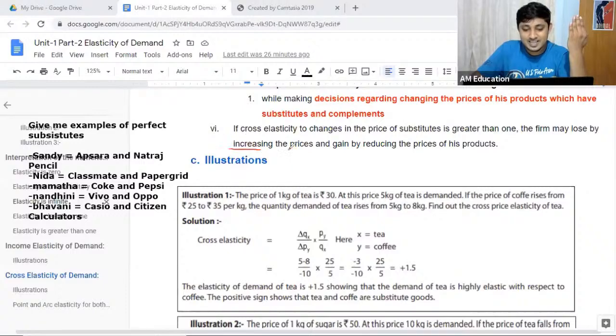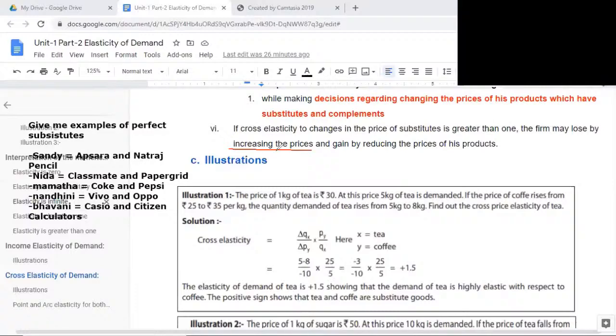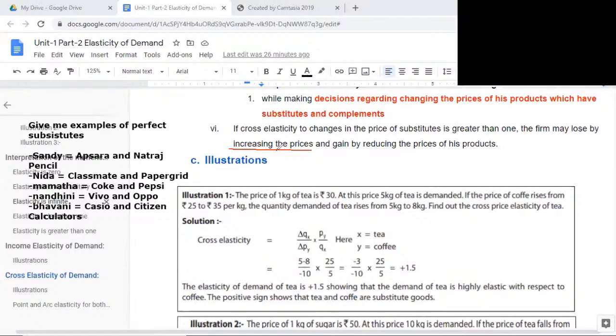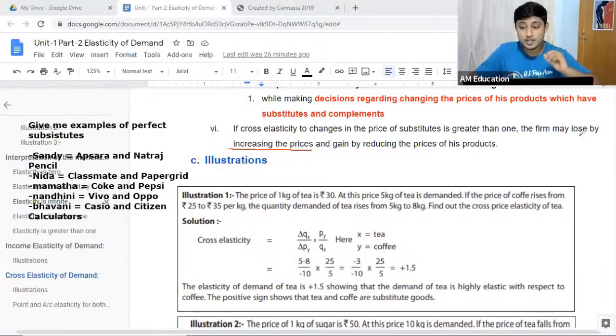What will happen if I increase the prices? If I increase my price, the demand for this thing will... this is a substitute, no? If this is a substitute and I am another product, if my price is increasing, what happens to the demand of this thing? Increases. Exactly. If my price is decreasing, what happens to the demand of this thing? Decreases. Exactly. Decreases, right? So that is what it is telling.